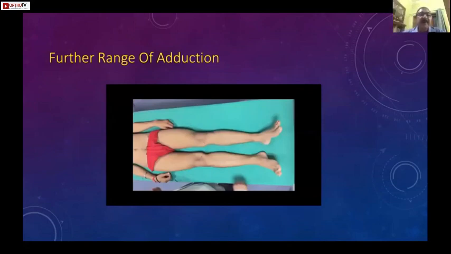Okay, dear. A further range of adduction, the same principle as flexion and as in the flexion deformity of the hip joint: unmask the adduction deformity and see for any further possible adduction. I'll not run this video because of paucity of time.